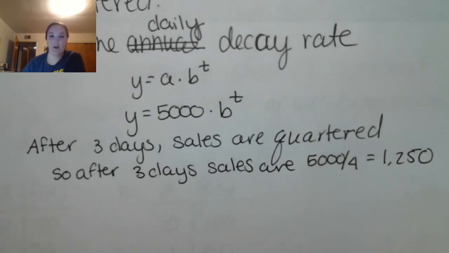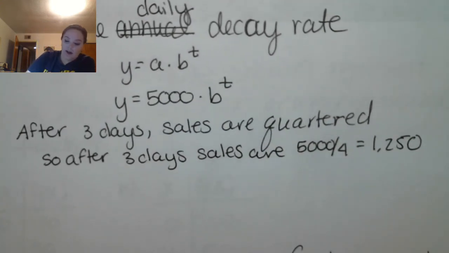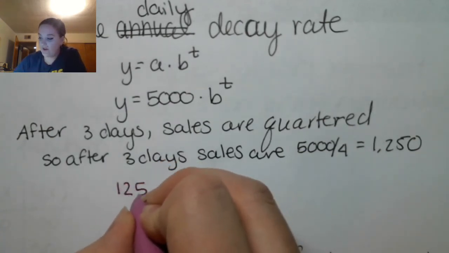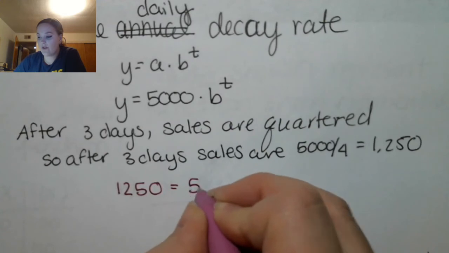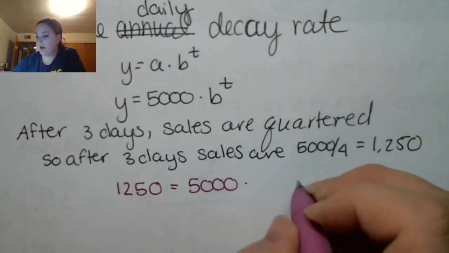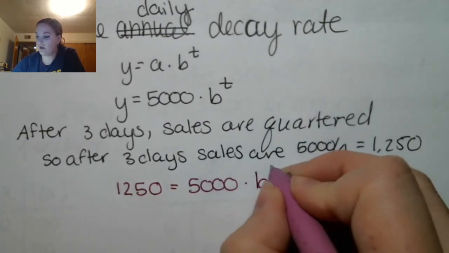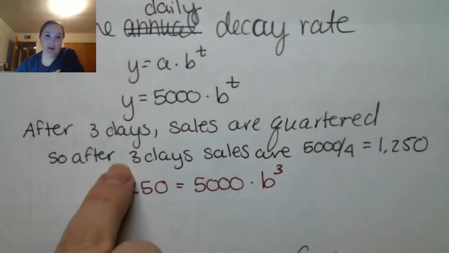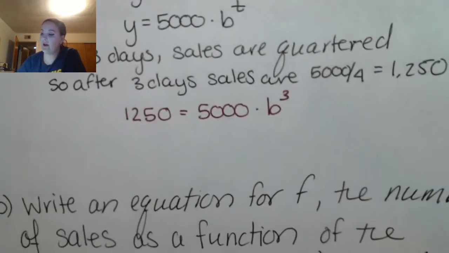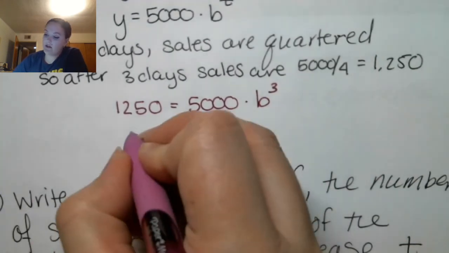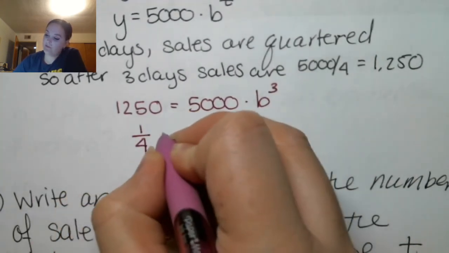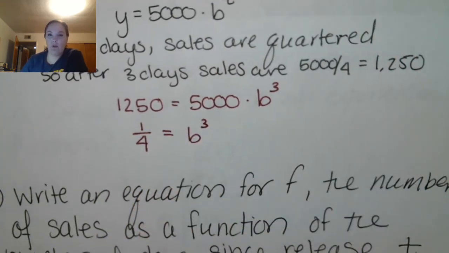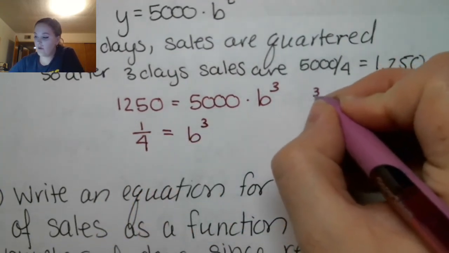Okay. All right. So we're going to go ahead and plug that in. We have 1,250 equals 5,000 times B to the third, right? Because T is 3 days, because it's been 3 days. Okay. Now I'm going to divide these. I'm going to get 1/4. Okay. And then to get rid of the cube, I'm going to take the cube root.